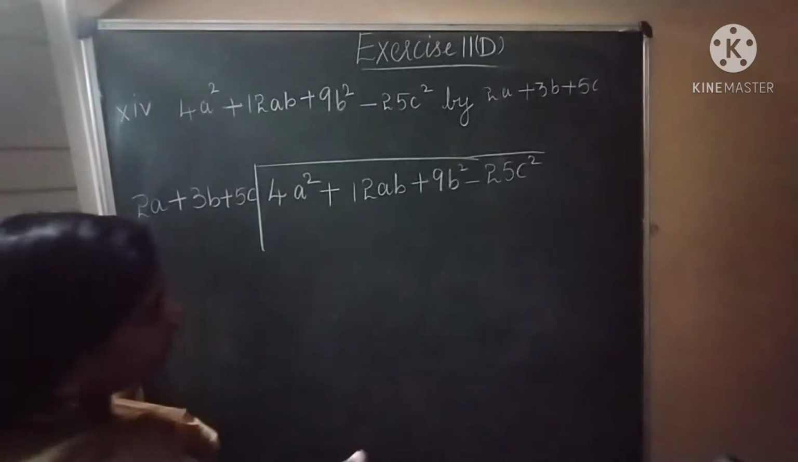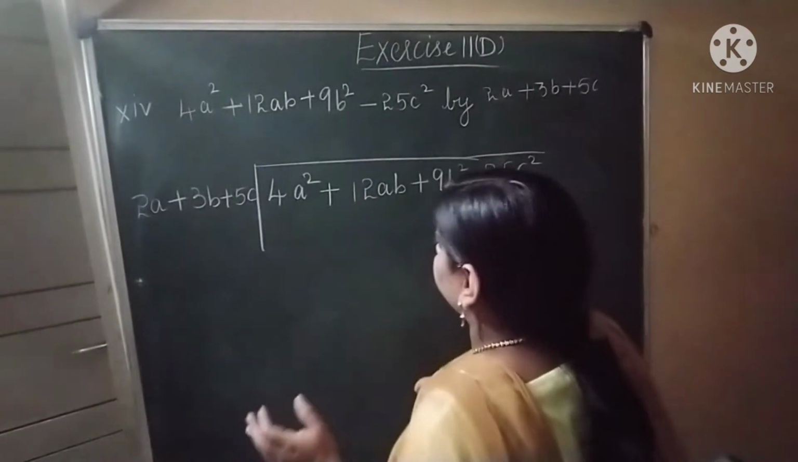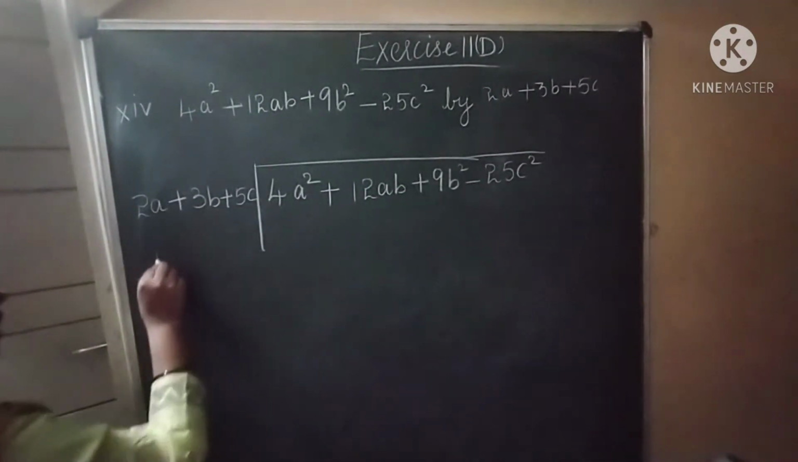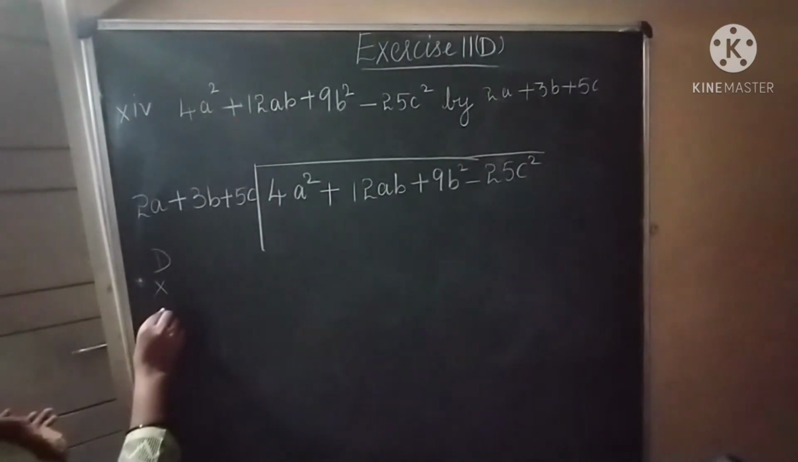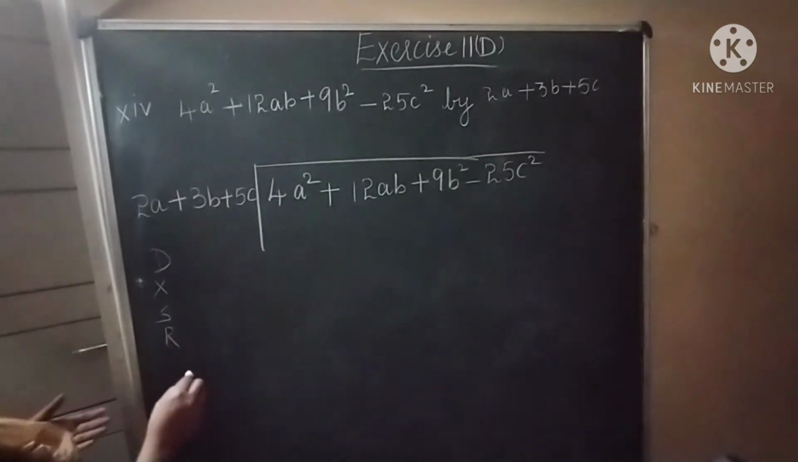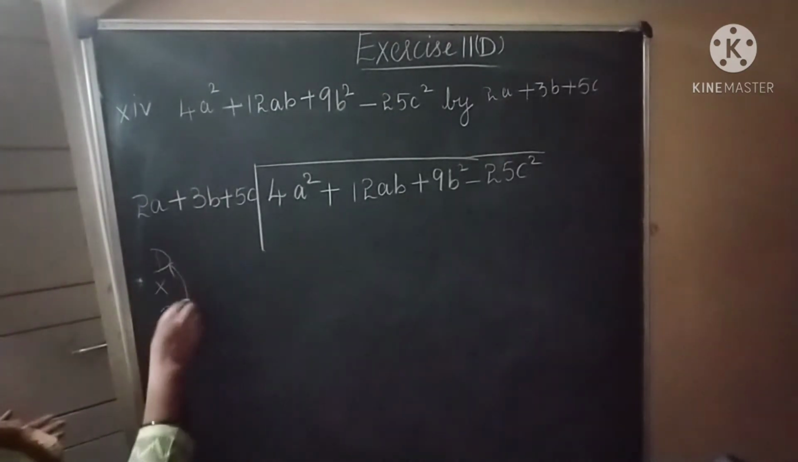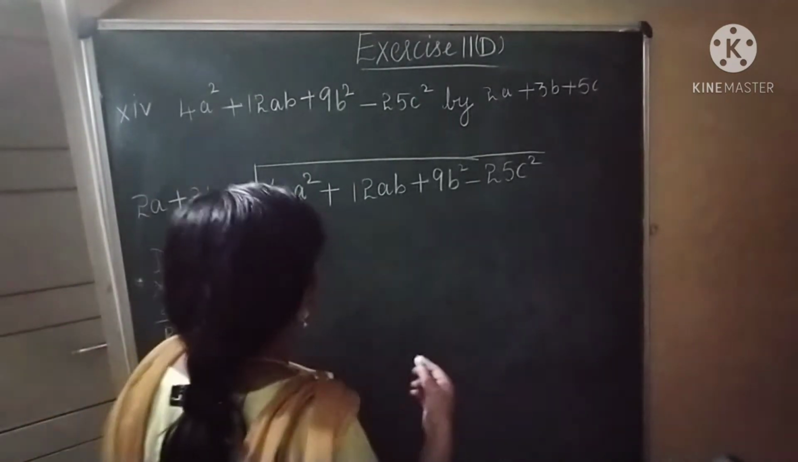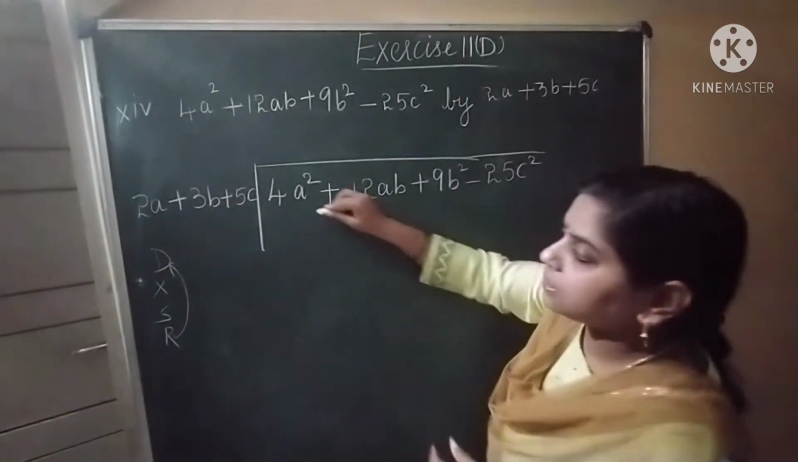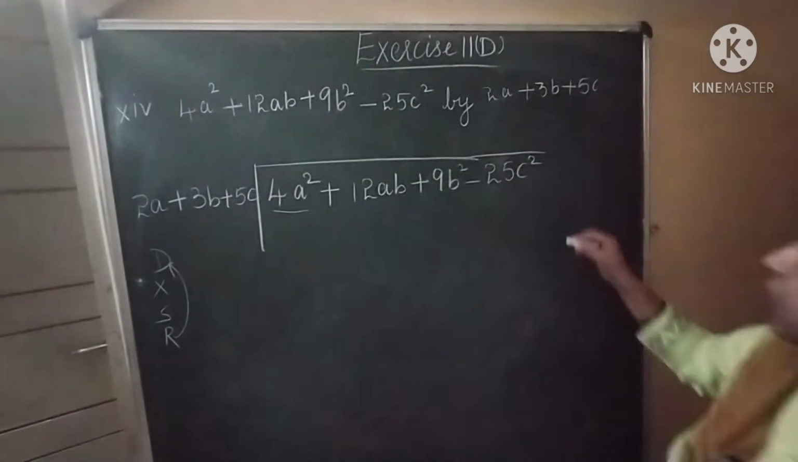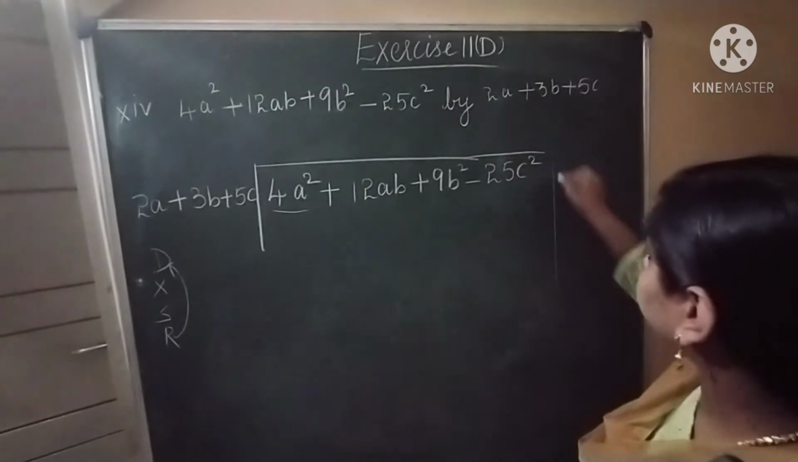We will start dividing. According to the division rule, what is the division rule? First you have to divide, then you have to multiply, then subtraction, then you have to find the remainder. If the remainder is not 0, again we will repeat. That is division, multiplication, subtraction and then remainder. So take the first term of the dividend. I will show the working here.